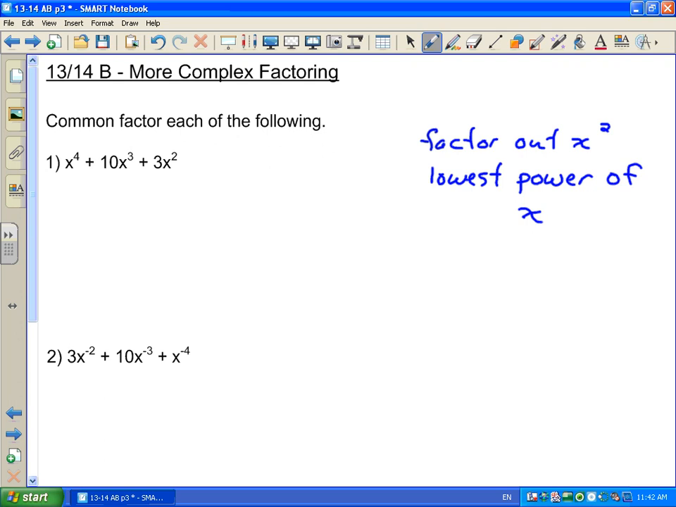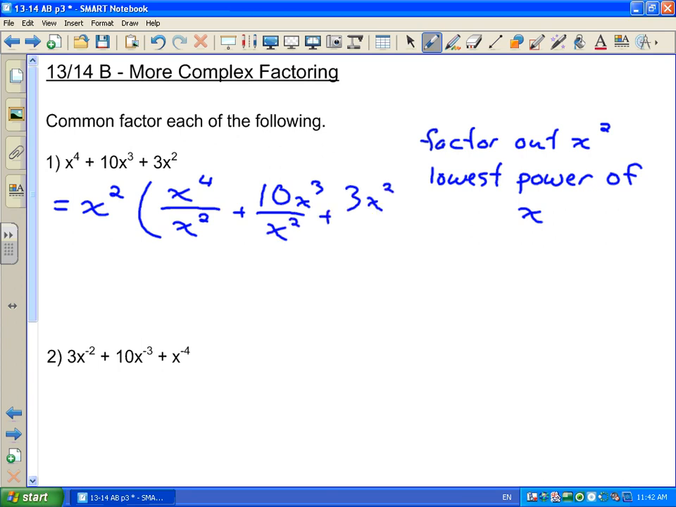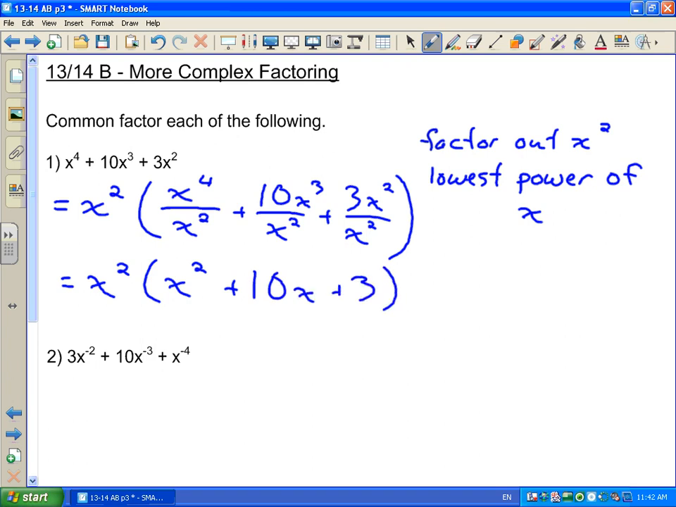And to show you something even more obvious, how do I do this? I write the x squared out front, and then I take each of these terms, and I divide them by the x squared. This is something your grade 9 teacher probably showed you when you were first looking at factoring. And then inside the brackets here, I'm applying my exponent laws. So I'm subtracting those exponents. x squared plus 10x plus 3. Okay? This is what I want to do when I'm factoring in this unit.